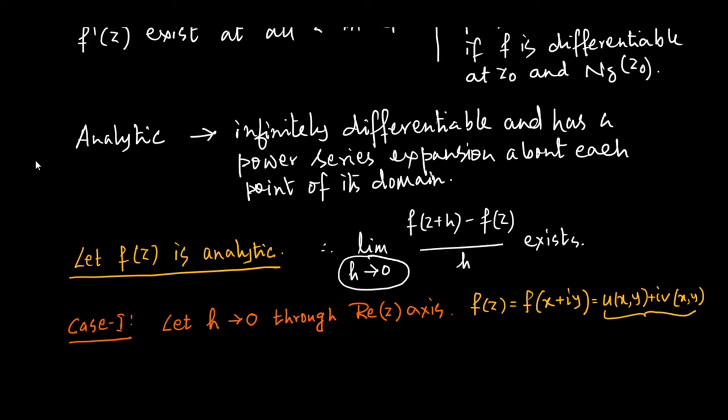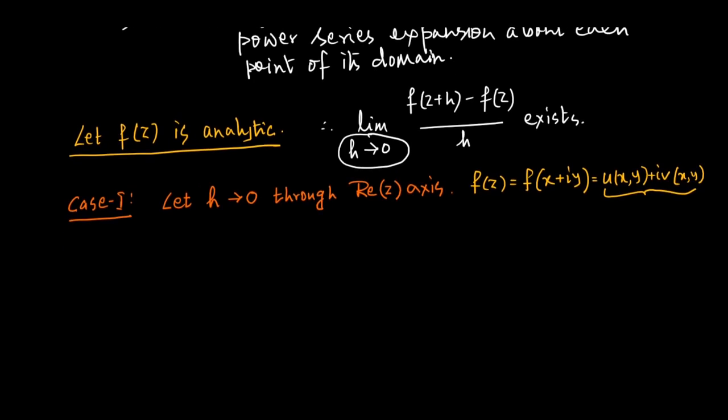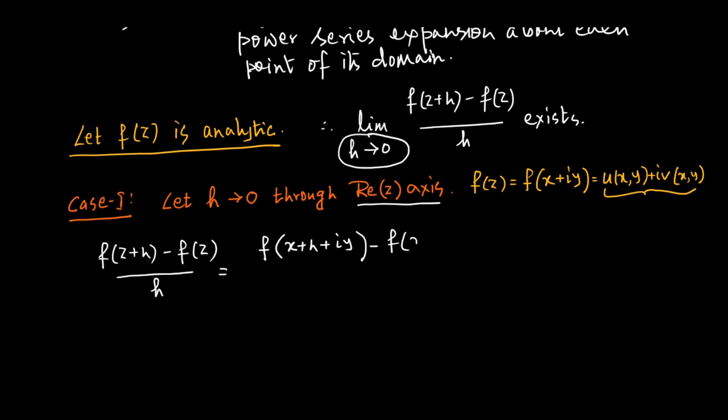We know that every function of a complex variable can be expressed in this particular form for some u and some v. Now, for h real and h not equal to 0, h approaches 0 through the real axis, that means my h is real. So we get [f(z+h) - f(z)]/h. Let us first write z as x plus iy, it will be easier to understand. Separating real and imaginary parts, we can write this as [f(x+h+iy) - f(x+iy)]/h.